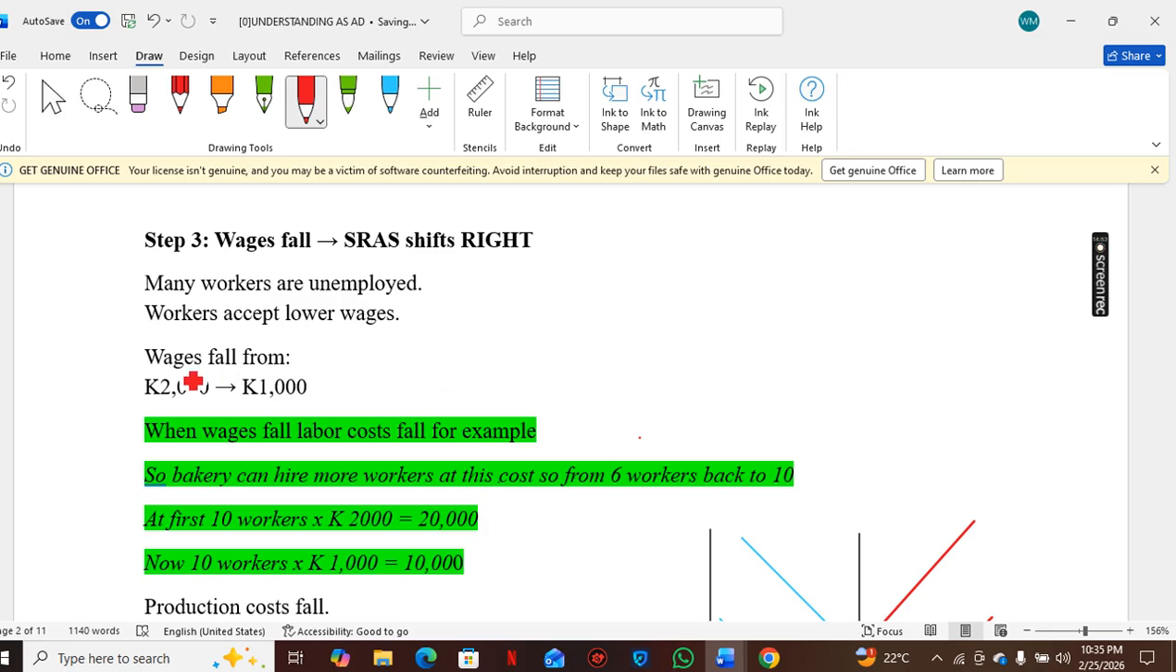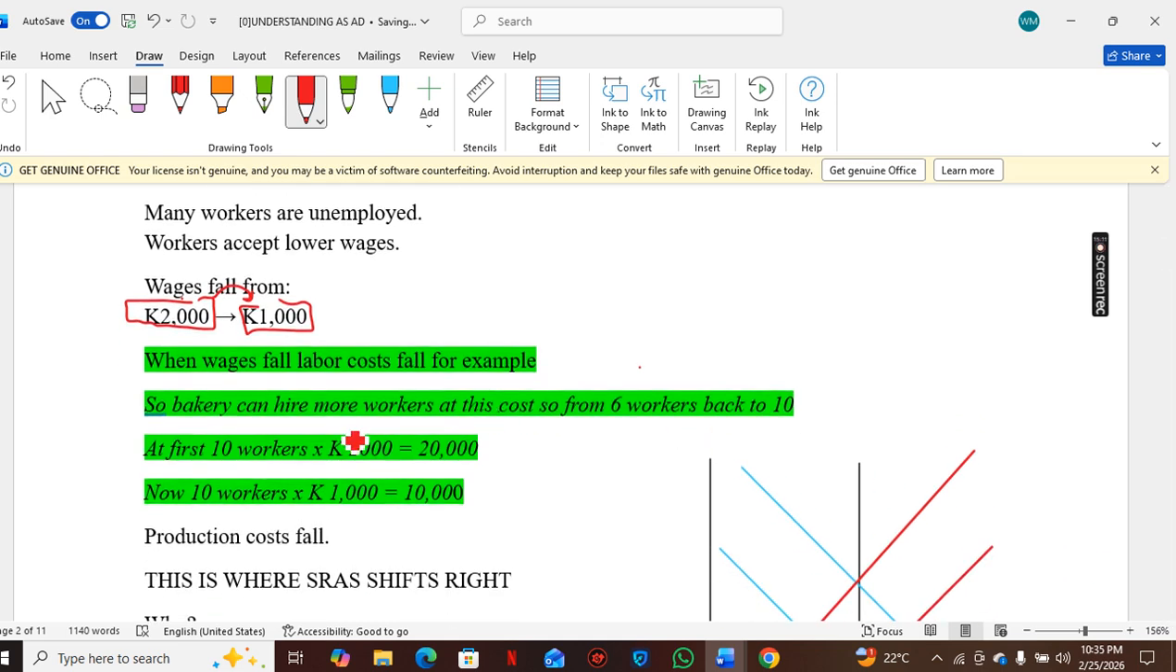So remember, initially when we started this example, we said wages were at 2,000. Now wages have fallen from 2,000 to 1,000 kwacha. So let us look at how this affects the labor cost. At first, when workers were earning 2,000 and you had 10 workers, your labor cost was 20,000. Now, at a wage of 1,000, if you keep all 10 workers, your labor cost halves from 20,000 to 10,000.